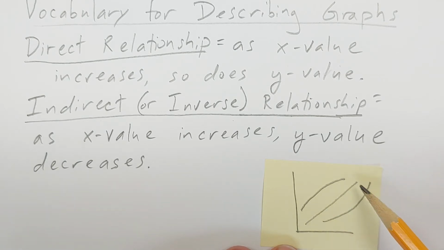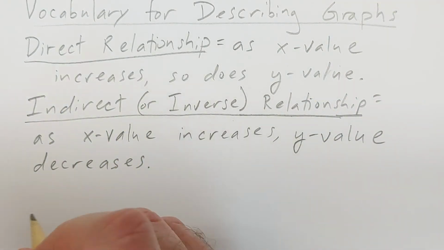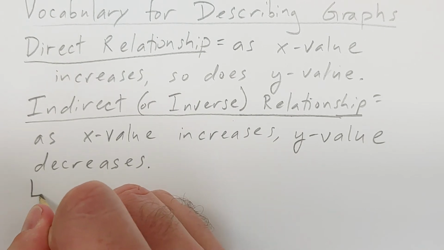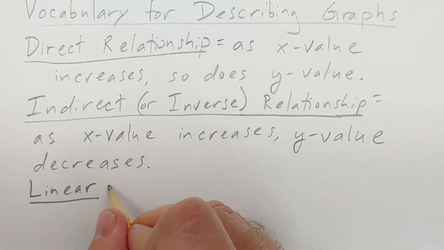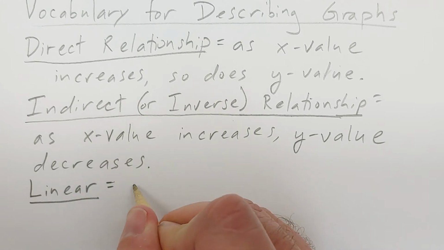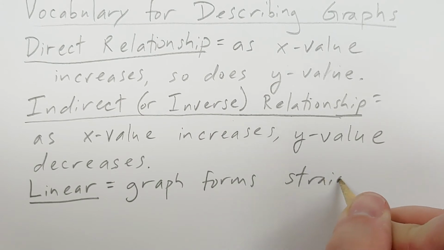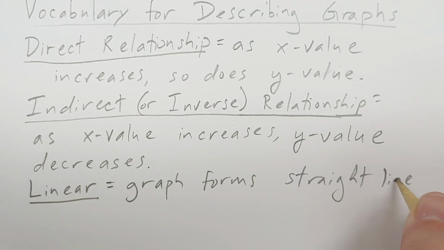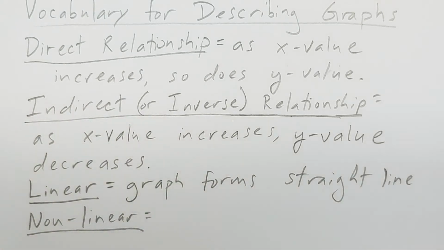Either the relationship forms a straight line, like this, or it forms some sort of a curve. And we call those either linear or nonlinear relationships. So, direct relationship, indirect relationship. A linear relationship means that the graph forms a straight line, and nonlinear means the graph forms some other shape.